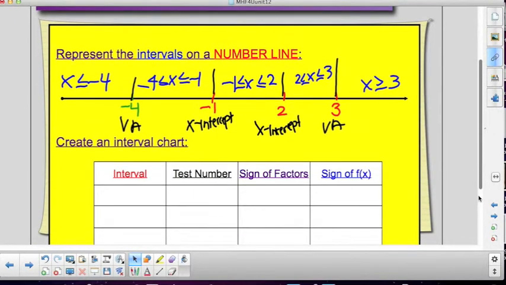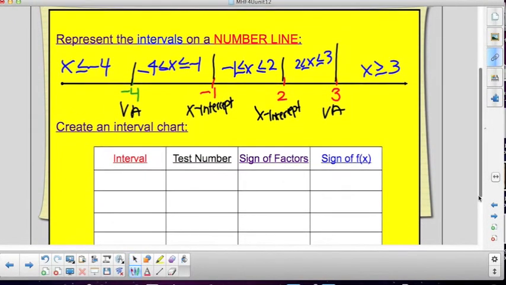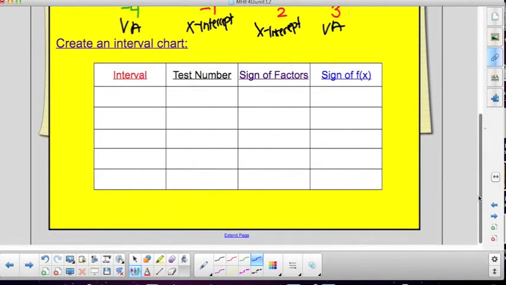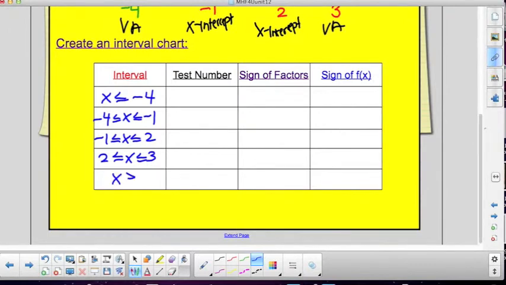So I would have to fill out my whole table. So x is less than or equal to -4, in between -4 and -1, in between -1 and +2, in between. I'm going to do this very quickly, so only stop me if you don't understand something that I'm doing, but this is a good question to write in detail. My test numbers that I chose were -5, -2, 0, 2.5, and +4.